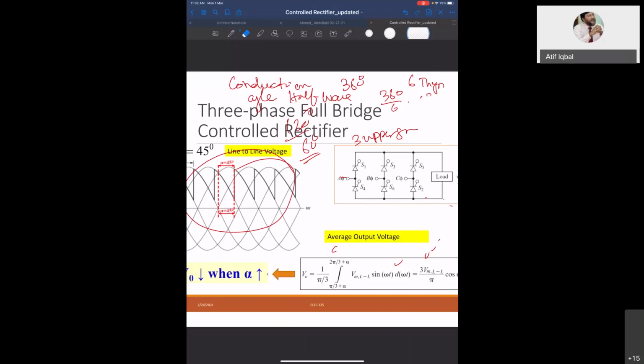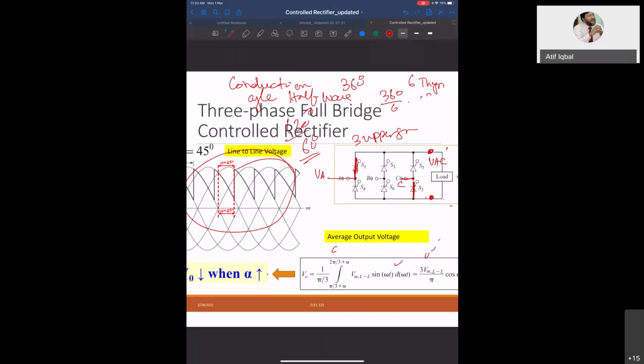Now, third point: when one is conducting from here, one from here, and one from here, what is the voltage that will come across the load? You see, VAC, this is C. So VAC will come across the load. So line voltage will come across the load every time. In a half wave rectifier, phase voltage will come across the load, but in a full wave bridge rectifier, line voltage will come across the load. This is point number 3.